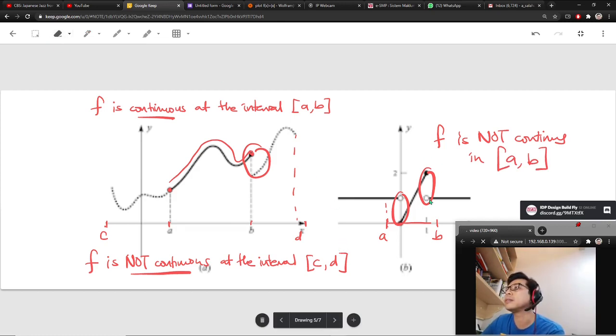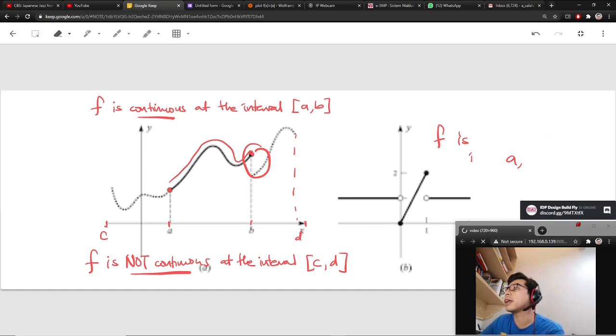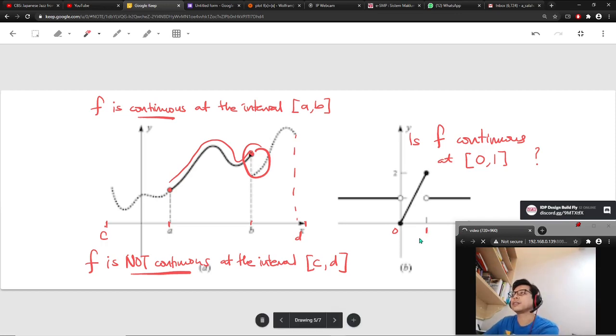What about this? This is something for you to think about. Let's say this is 0 and this is 1. Is f continuous in the interval 0, 1? Is f continuous from 0 to 1? What I want you to do is look at this picture, and then look at the definition just now, and then determine whether f is continuous at 0, 1 or not. So that's a practice for you.